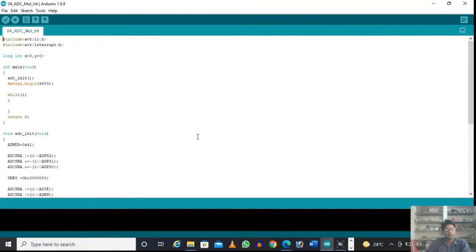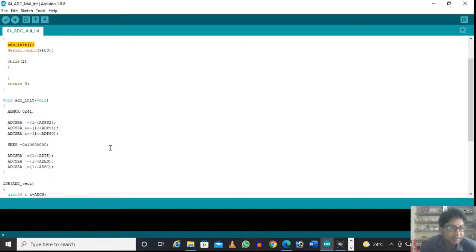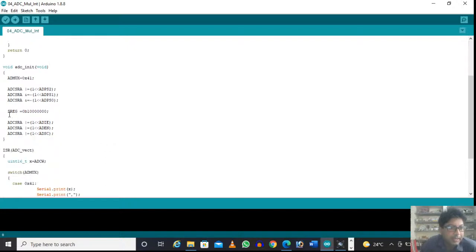Okay. So here similarly in this code, you see, this is ADC underscore init. I am initializing. Here I have used one additional register and the 7th bit I made enable. So let us see what that is.